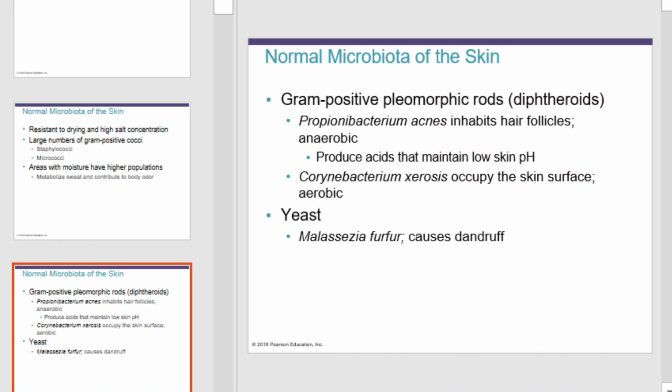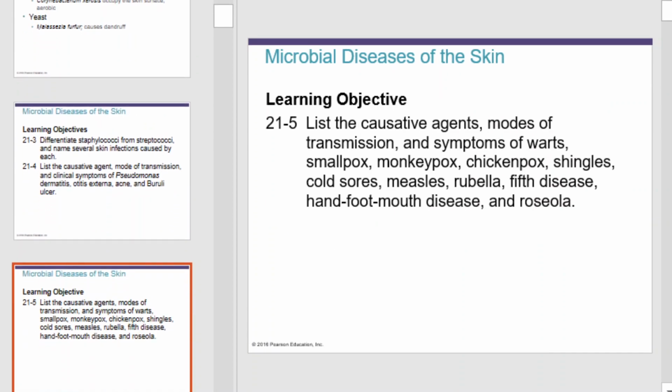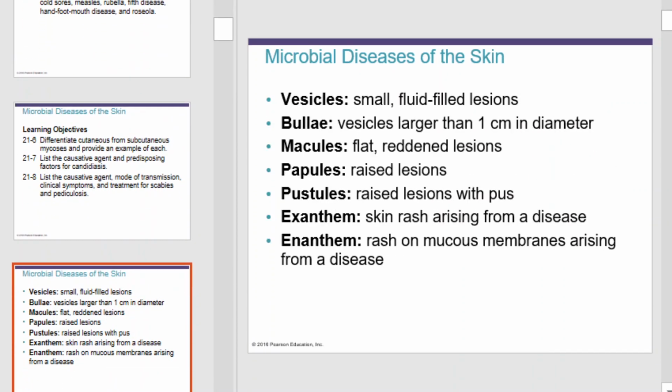Propionibacterium acnes inhabit hair follicles and are anaerobic. They help maintain our skin's pH. Corynebacterium xerosis occupies our skin's surface, and Malassezia furfur can even produce dandruff. It's a yeast. At this point, we'll move on to looking at microbial diseases of the skin.